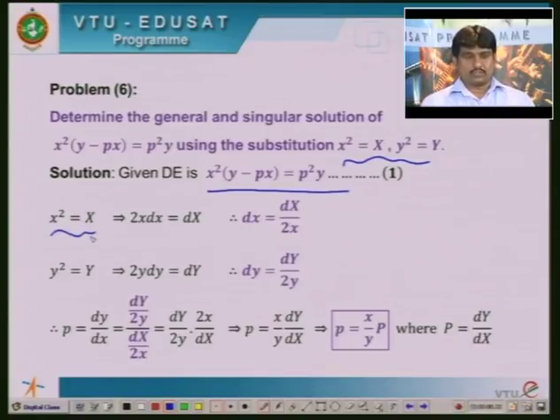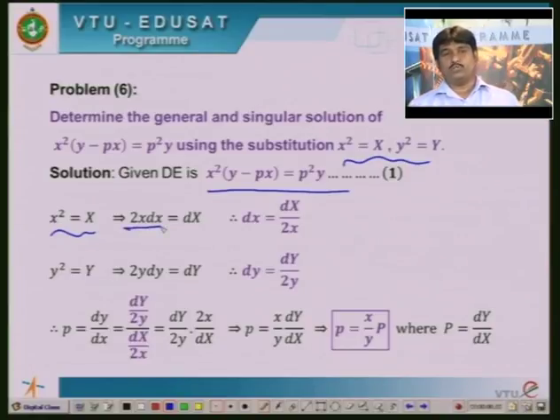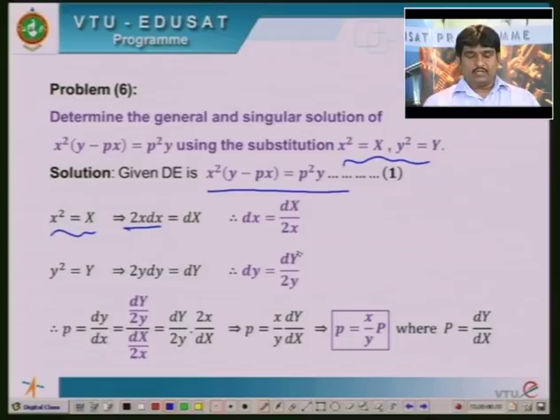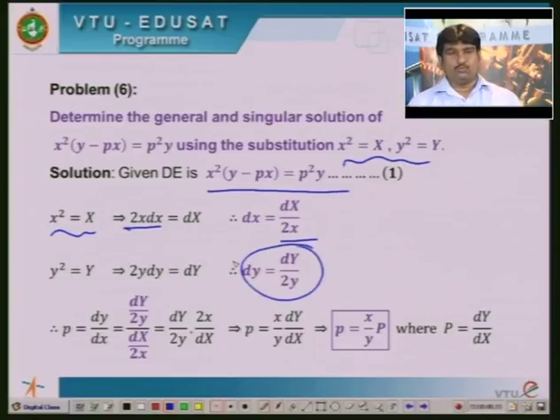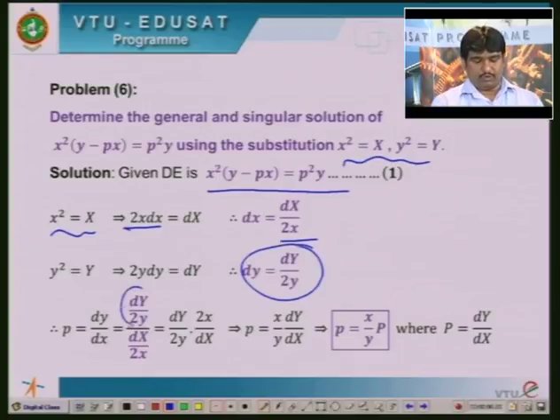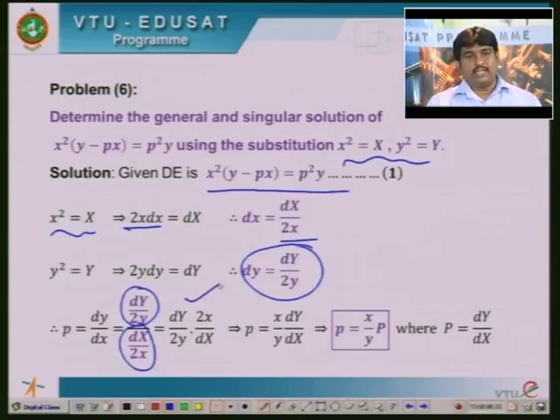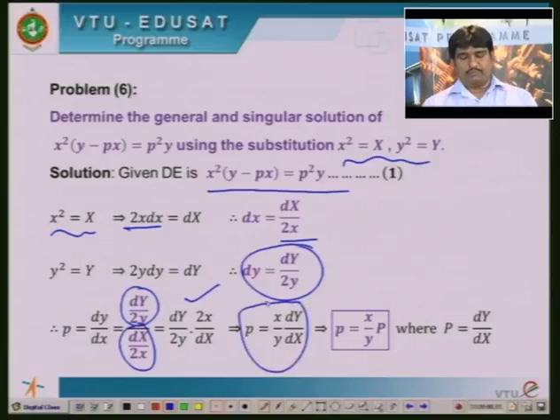Small x square equals to capital X, so its differential is 2x into d small x equals to d capital X, which implies d small x equals to dX divided by 2x in terms of small x. Similarly, dy becomes d capital Y by 2 into small y. Now p equals to dy by dx, substitute for dy and dx, which can be written as d capital Y by 2y into 2x divided by dX. Therefore p equals to, cancel 2, small x by y into d capital Y by d capital X.